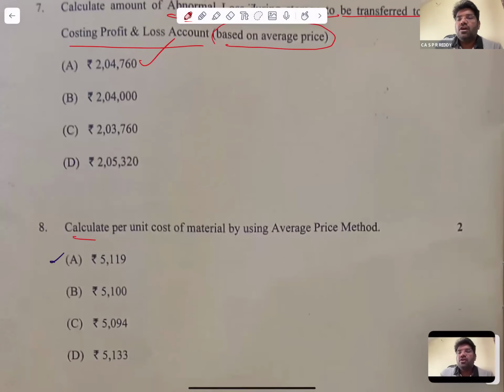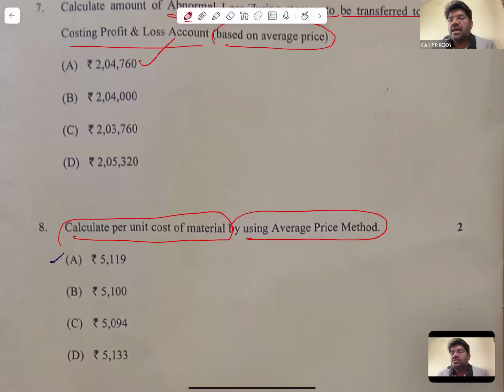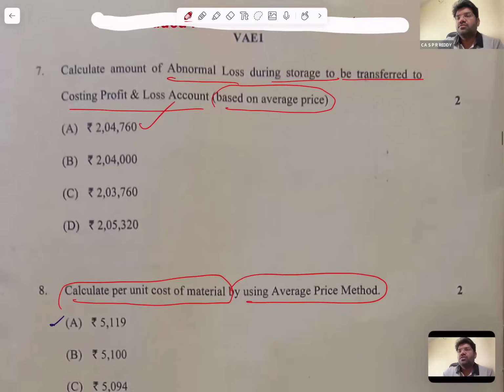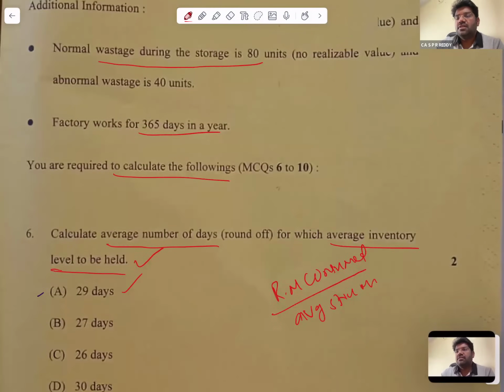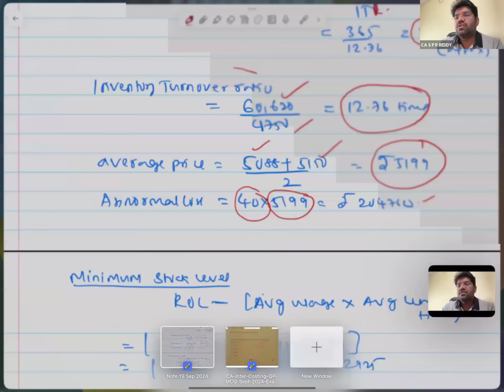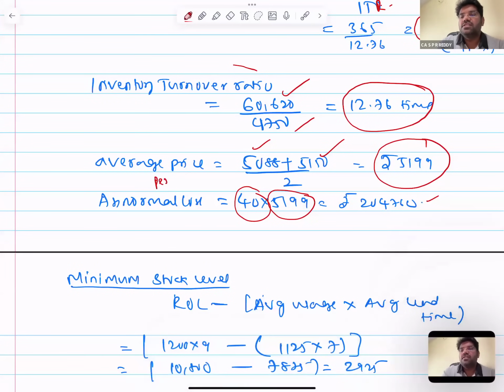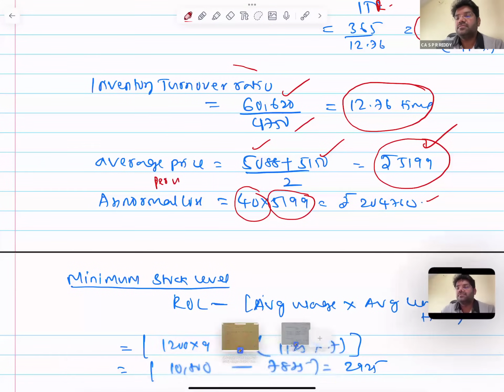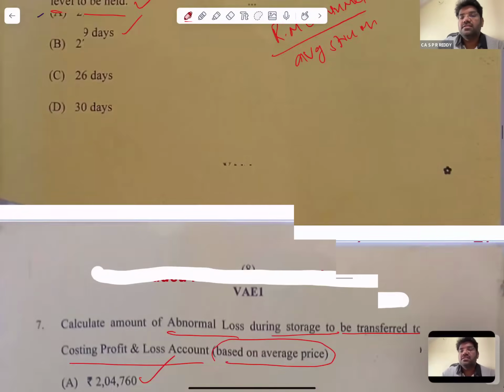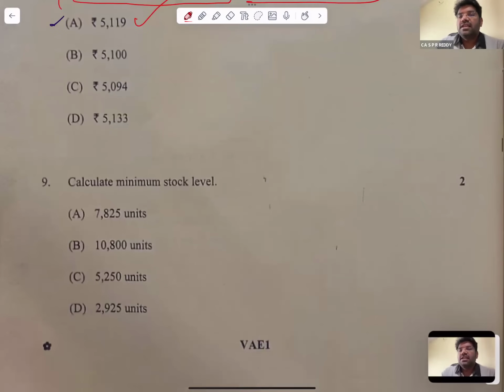Next, calculate the cost per unit of material by using the average price method. So what is the per unit cost of average price we got just now? I've shown it in the calculation also. Average cost per unit, how much did we get? Per unit, this is 5,199. So the answer is 5,199.